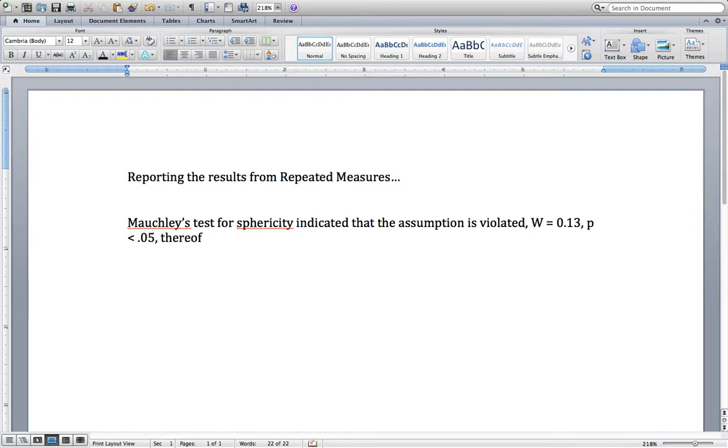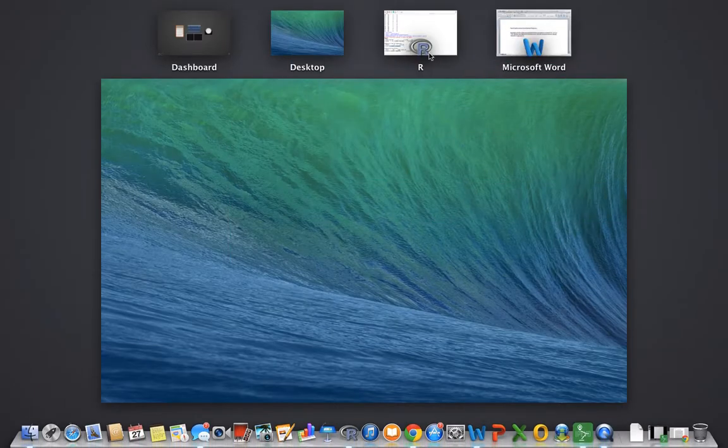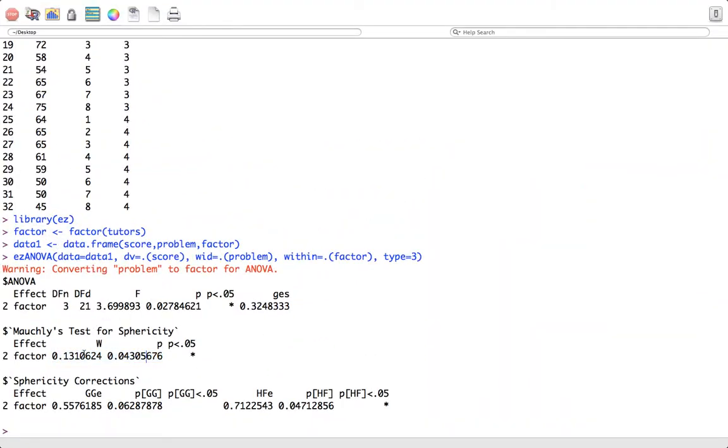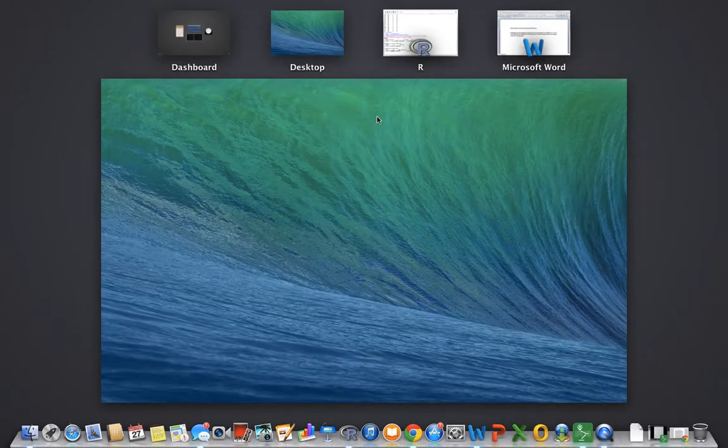Therefore, the degrees of freedom were corrected using Greenhouse-Geiser estimates of sphericity. And here, I think our epsilon's 0.56 for sphericity. Yeah. So Greenhouse-Geiser 0.56 for epsilon.